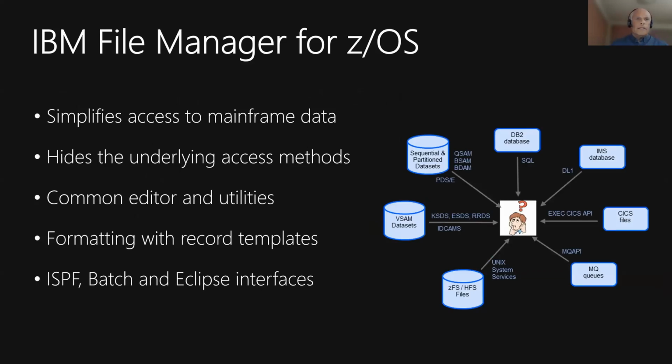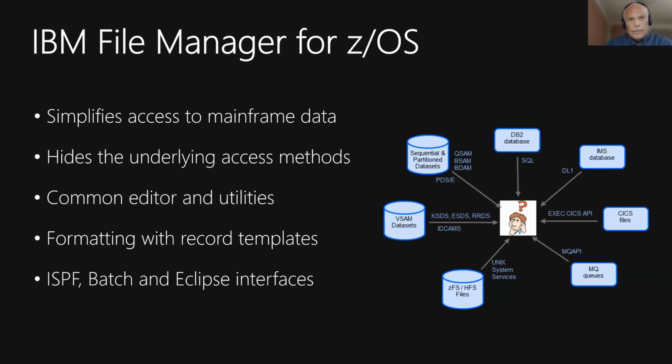So File Manager is a mainframe program that simplifies access to mainframe data. The diagram on the right shows the different types of data stores on the mainframe: different types of z/OS data sets, Unix files, and subsystem data in databases or systems like CICS and MQ. Each of these have their own access method or API or utility program. And to access the data, you need to understand all of those access methods.